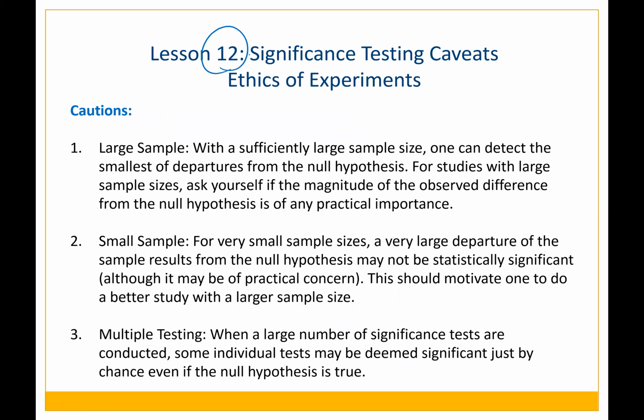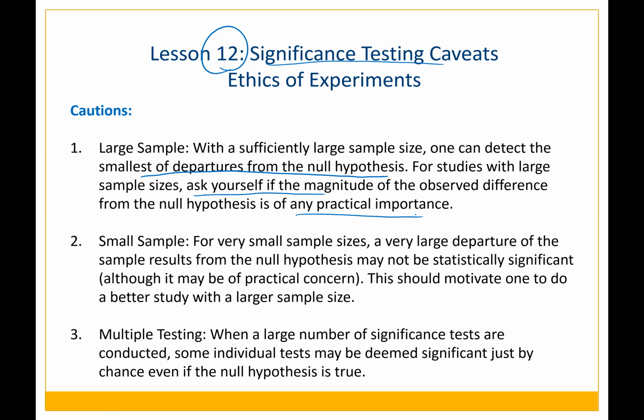Then we also have lesson 12, where we learn about some of the precautions that we need to care about in significance testing, and also the ethics of experiments. Some of the things we need to care about are the large sample rule, the small sample rule, and multiple testing. When you have a really, really large sample, you can detect the smallest of departures from the null hypothesis. Any deviations from the values in the null hypothesis can be detected with a larger and larger sample. In those studies, ask yourself if the magnitude of the observed difference from the null hypothesis is of any practical importance.